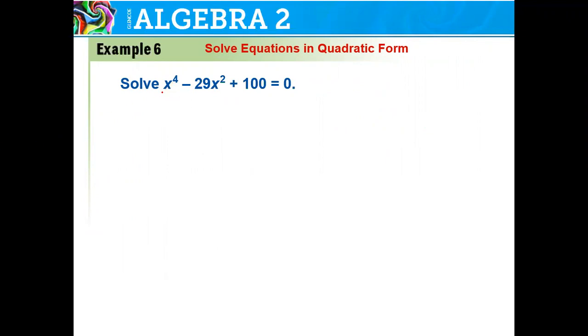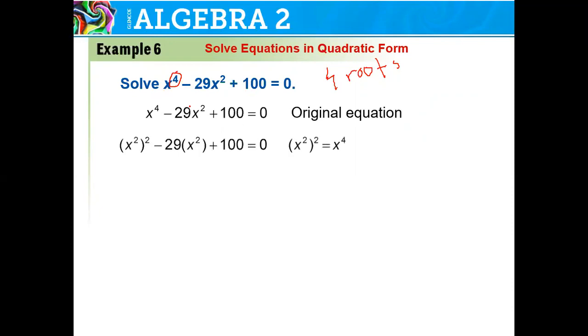Okay, I will use the same idea to solve a power 4 equation: x power 4 minus 29x squared plus 100 equals 0. From my old experience, I know that when it's power 4, that means I have to get 4 roots or 4 zeros. So let's start solving this one. The easiest way here is to convert it to quadratic form. So I can rewrite it as x squared all squared minus 29x squared plus 100 equals 0. Let's replace each x squared here with u. So it will be u squared minus 29u plus 100 equals 0.